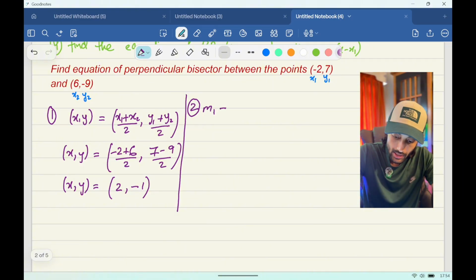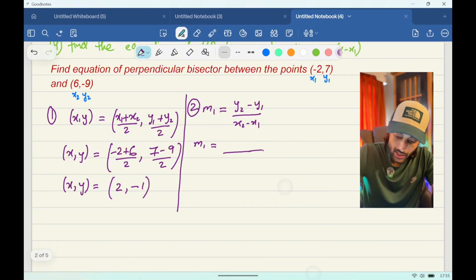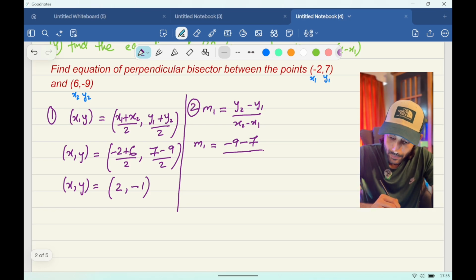Then the second step is to basically find out the value of M1, which is the slope of the given line segment. So M1 is always given as (y2 minus y1) over (x2 minus x1). So basically y2 minus y1, and then we have x2 minus x1. So M1 will be equal to -9 minus 7, which will definitely give you -16, over this will give you +8, giving you the value of M1 equal to -2.